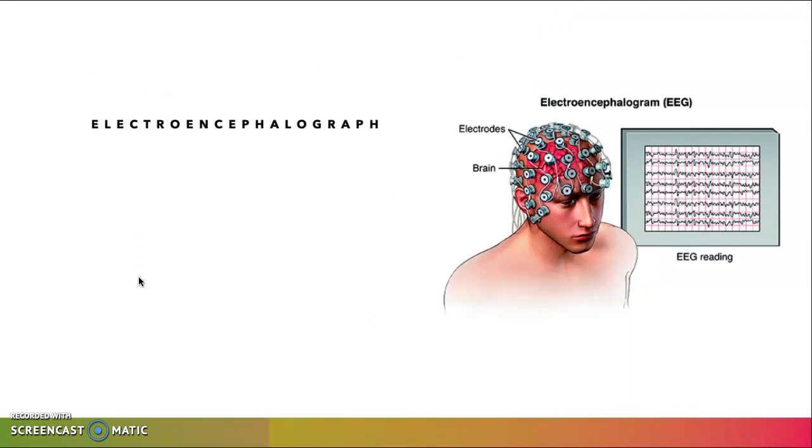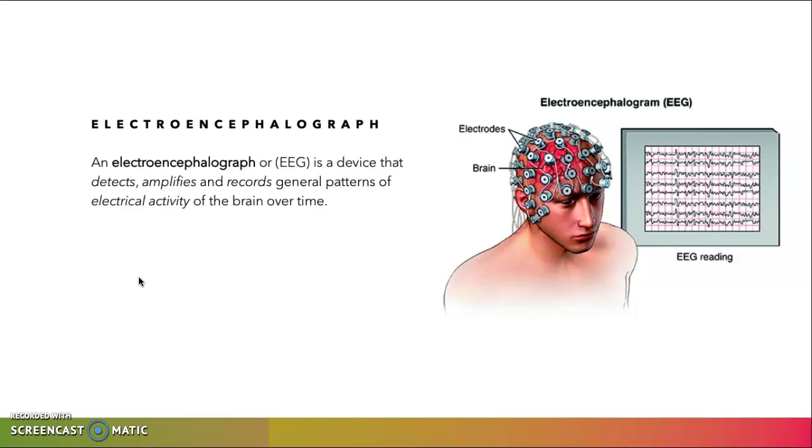So the electroencephalograph, we break that word down. Electro, electricity. Cepha, you may remember when we've looked at the brain before, ceph actually refers to the brain. And a graph is an image. So essentially what we're doing is we're looking at electrical activity of the brain in an image.